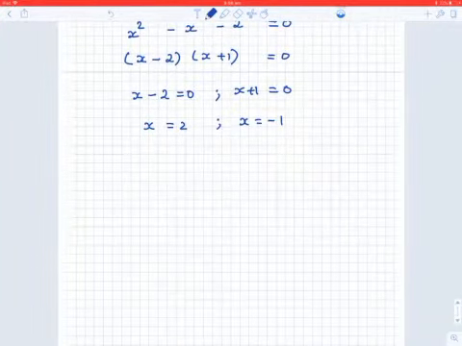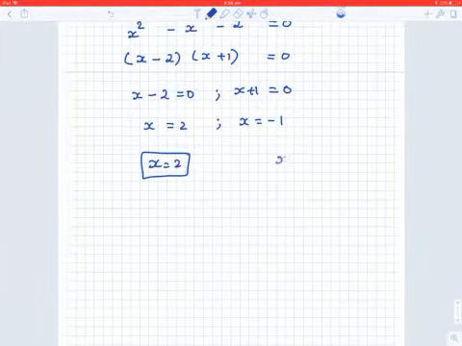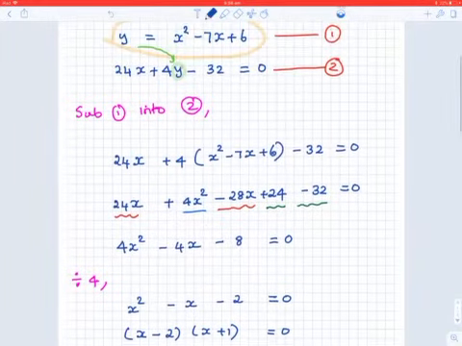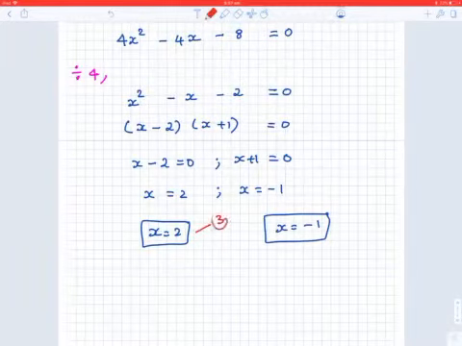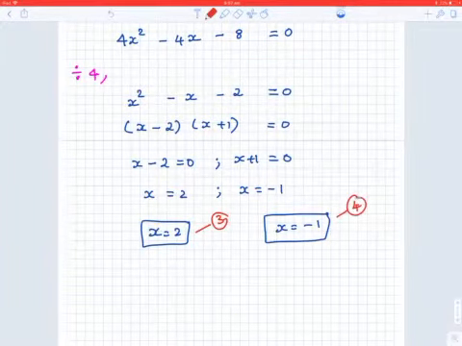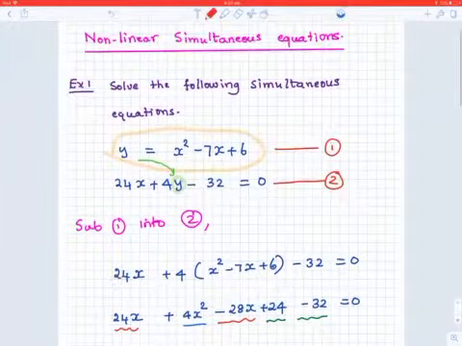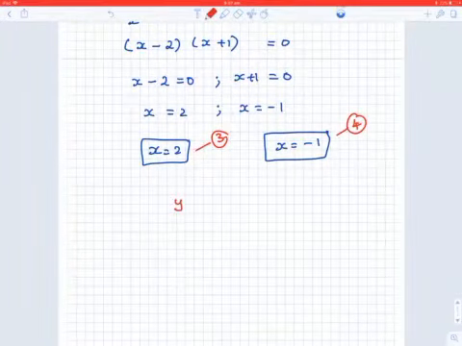So what we notice here is we have two answers for x because this equation involves x squared. One is x equals 2, and then I have x equals minus 1. I'm going to call them 3 and 4.